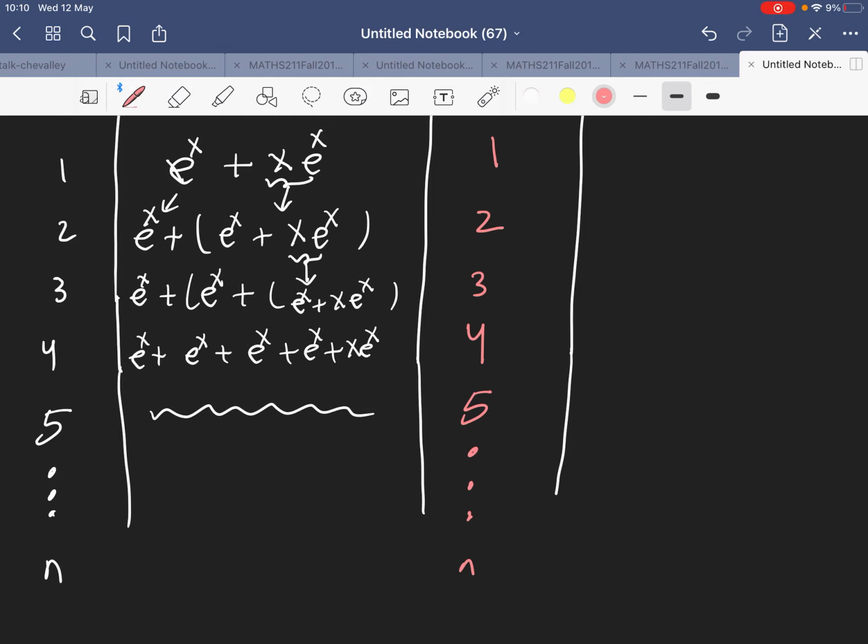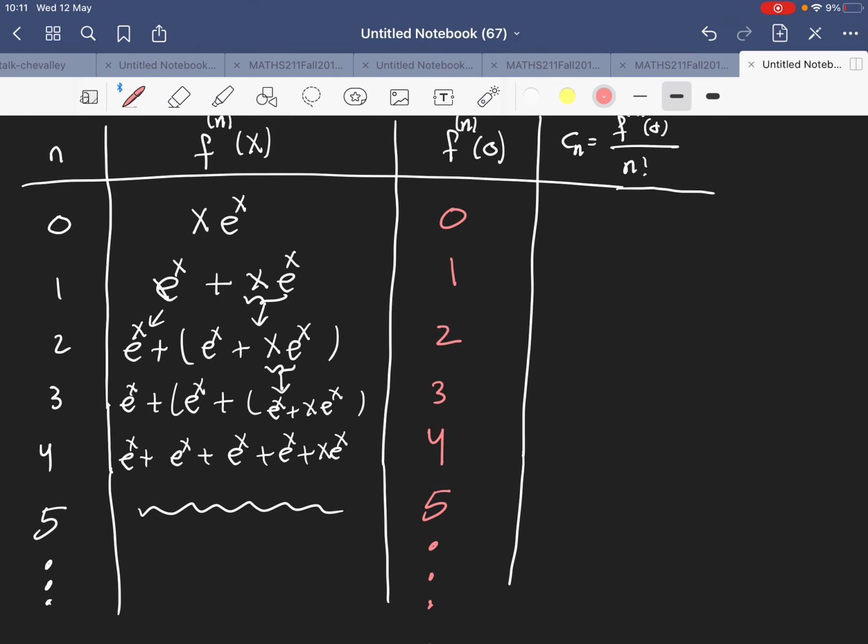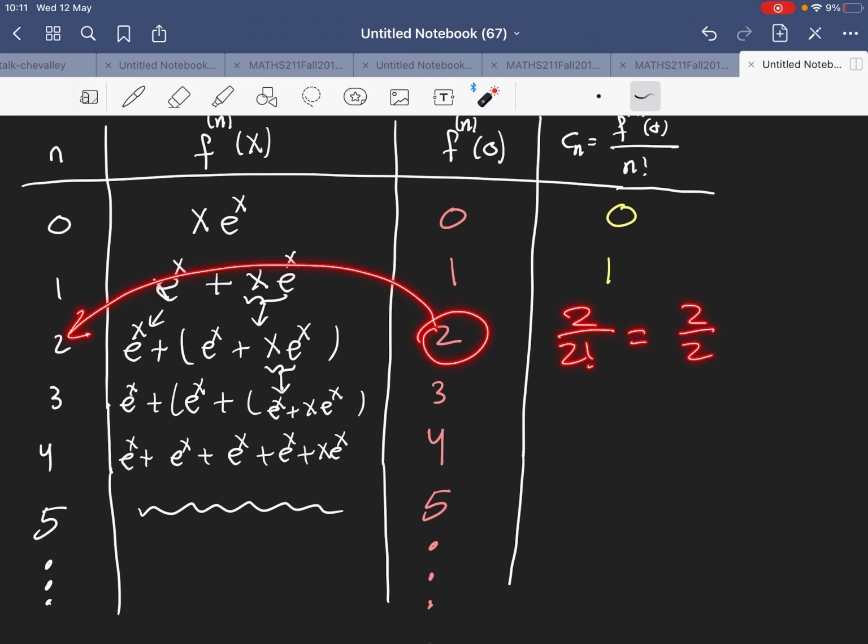So here we can see a pattern very well going on here. And finally, we find Cn, so we have to divide 0 by 0 factorial. How much is 0 by 0 factorial? It is 0. So the first one will be 0. Next, here you have to do 1 divided by 1 factorial, which is 1. Next one, 2 divided by 2 factorial, which is 2 over 2, again 1.